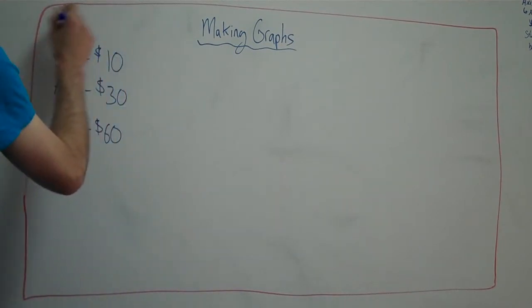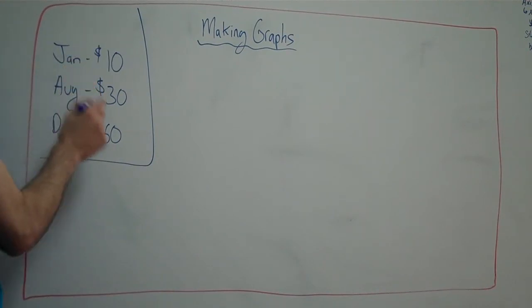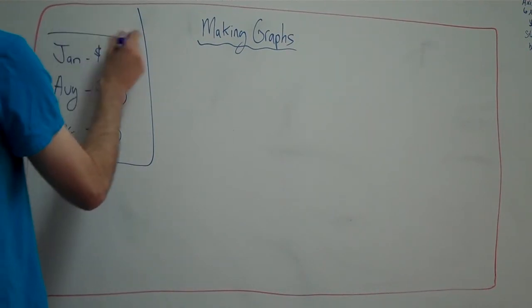Okay. So now, we're going to graph this data. We're going to graph the months, and then we're going to graph the corresponding amounts of money that you made.